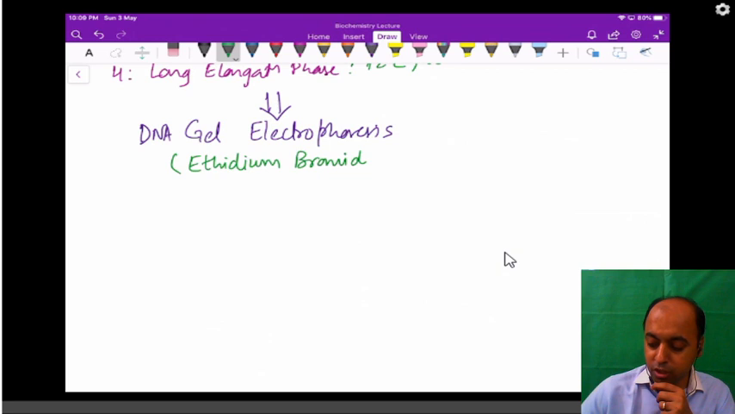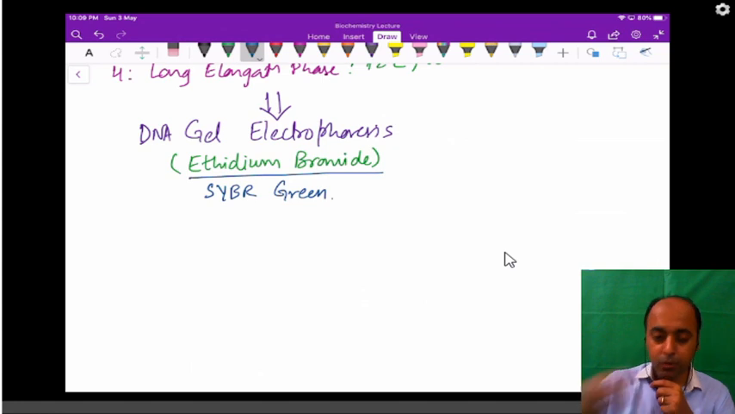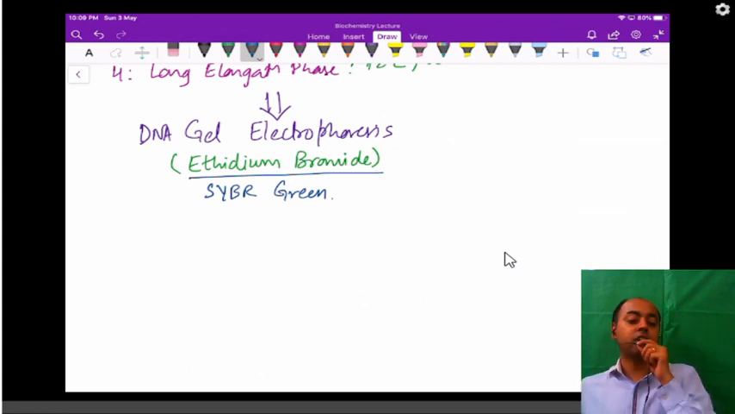Because of the carcinogenic potential of ethidium bromide, nowadays it is being replaced by SYBR green. Now there's a problem here.